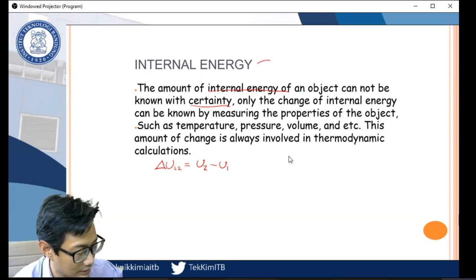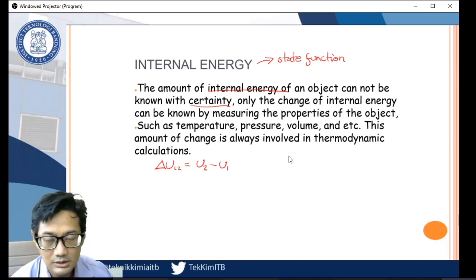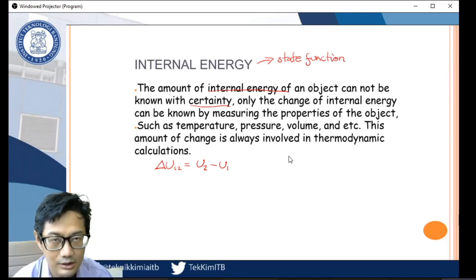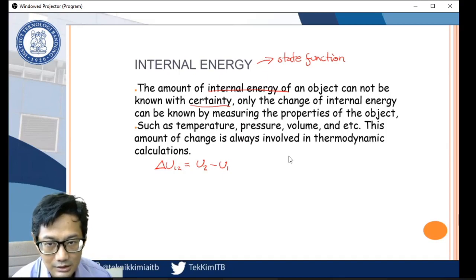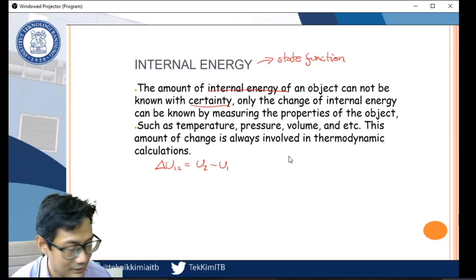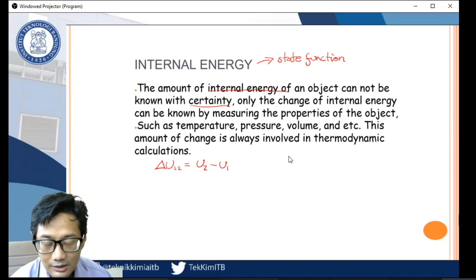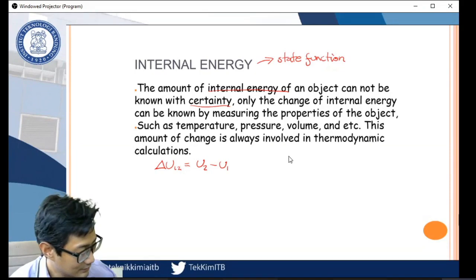And please remember that internal energy is also a state function. It does not depend on the direction or the pathway. As long as you know the initial state and the final state, you can consider the calculation as a state function. The one that I want to give you is like an intermezzo, but it will be better if you understand this. Why can we not know the exact value of internal energy?